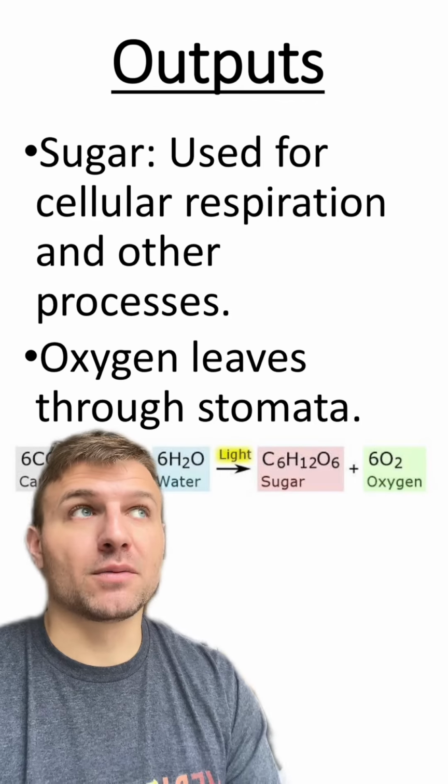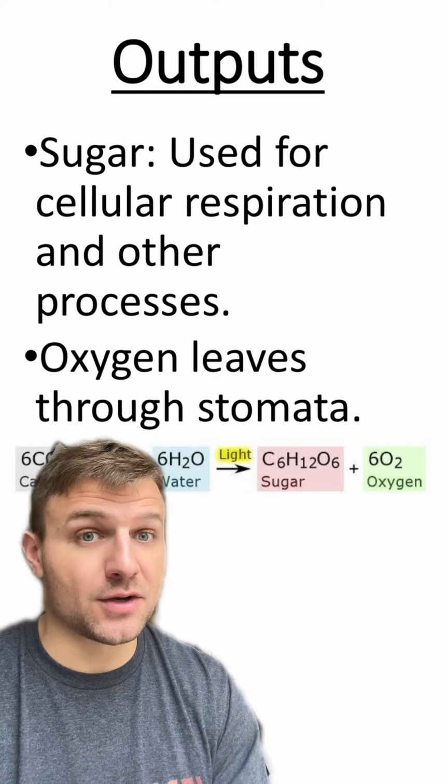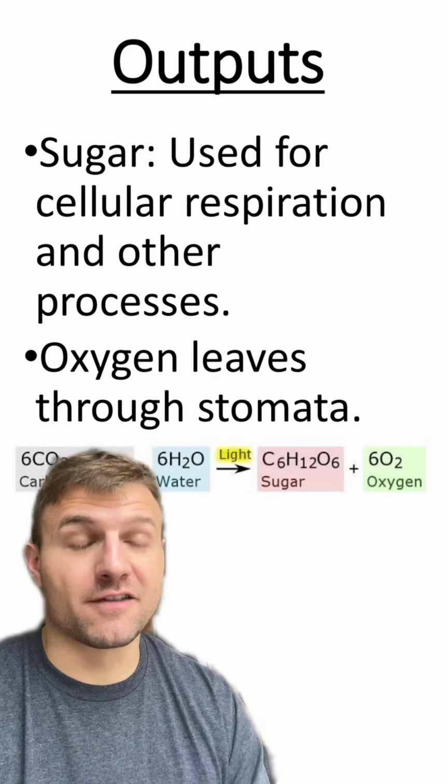processes. For example, plants have cell walls that are made of cellulose, so they're going to use these sugars to make cellulose. And the other output is oxygen. And oxygen leaves through the stomata of plants.